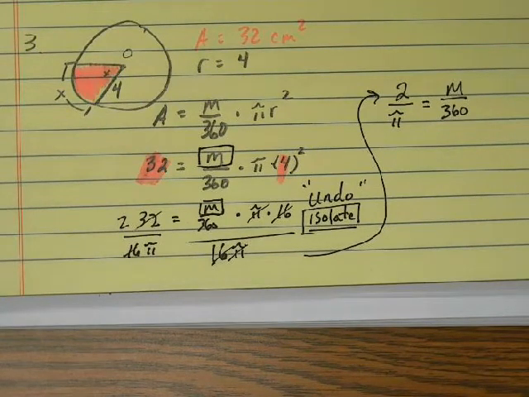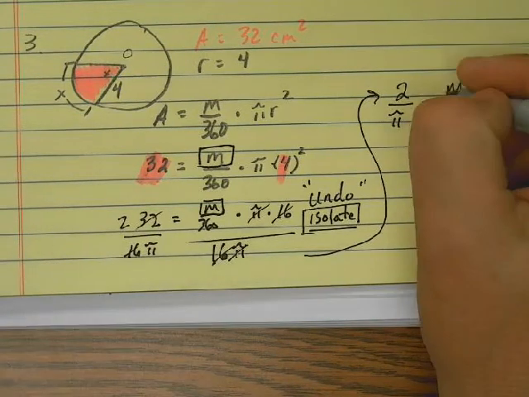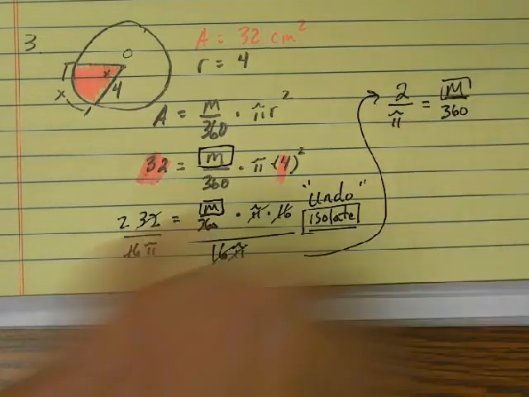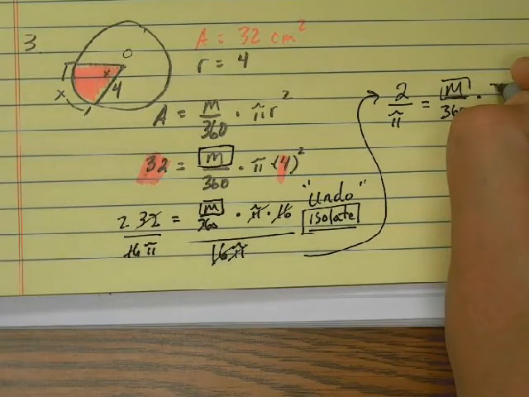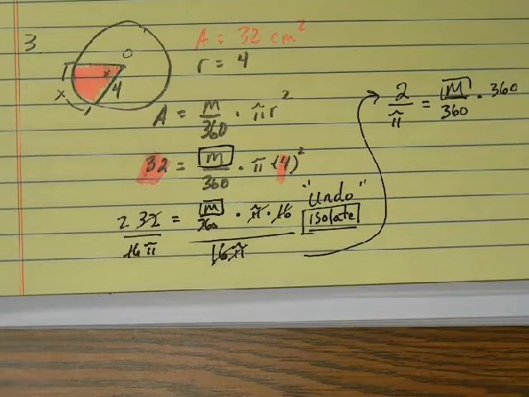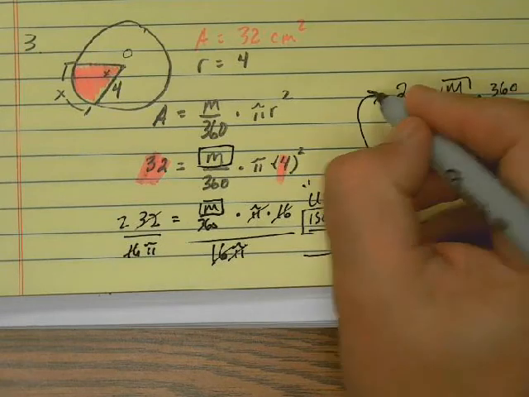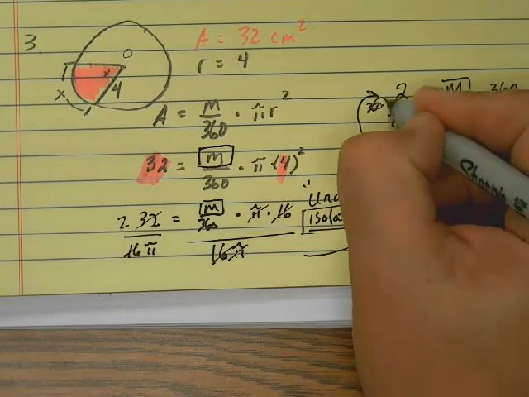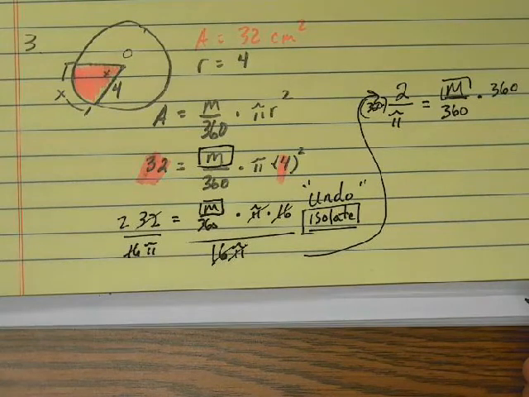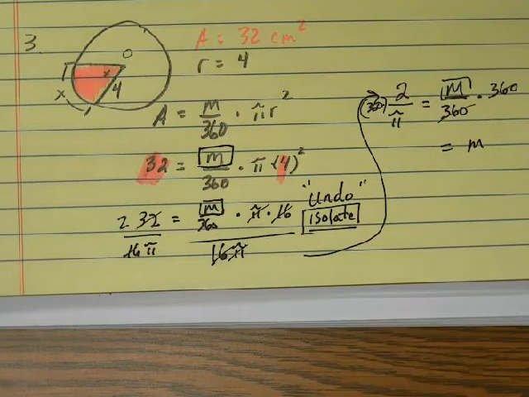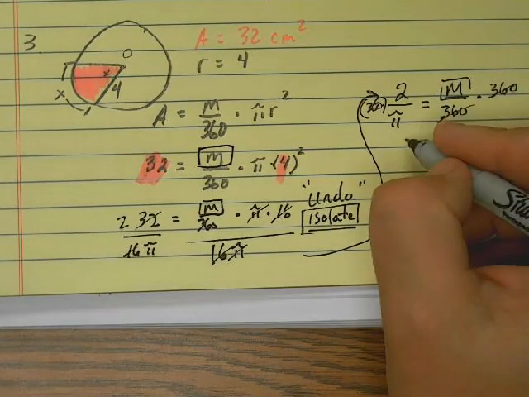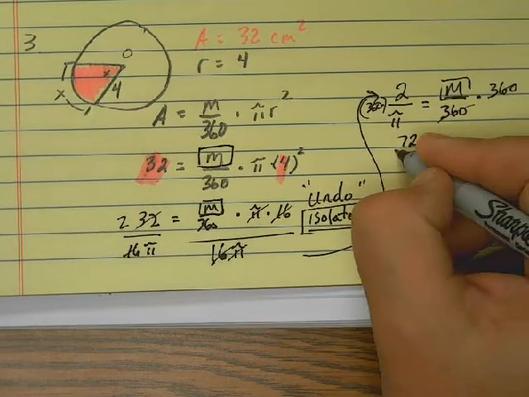Let me pause, make sure everyone is with me. My unknown is still this. Remember, pi is not a variable. Pi is a number. So now to undo m over 360, I'm going to multiply by 360. Whatever I do to one side, I have to do to the other. Multiplying by 360, the 360 and the 360 cancel, and so here I have m. On this side, I have 360 times 2, which is 720, divided by pi.